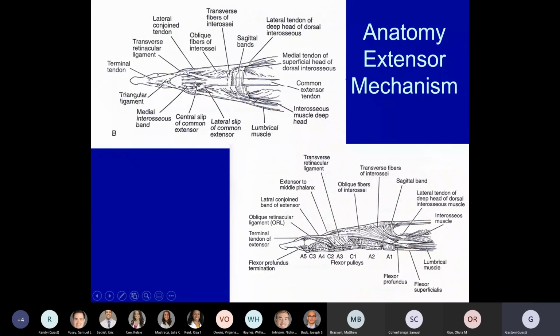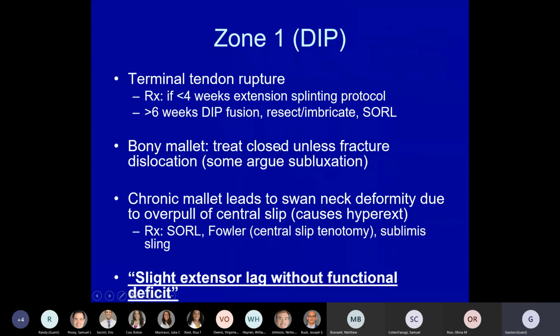You've got to know central slip is what extends the PIP joint. The lateral bands usually stay dorsal to the axis of rotation of the PIP. That's why your intrinsics are MP flexors and IP extenders. And the triangular ligament holds those lateral bands dorsal. That's important because to get a boutonniere, you need injury to the central slip and the triangular ligament, and that'll produce a boutonniere. Sagittal bands extend the MP joint. Terminal tendon extends the DIP joint. That's the biggest ones you need to know.